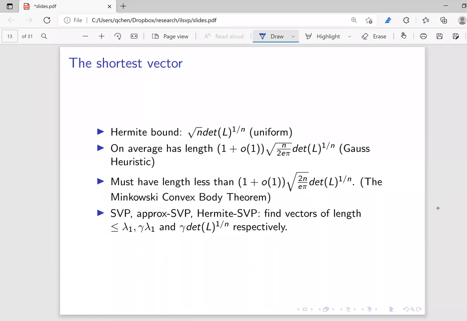In SVP, you want to find a vector of length lambda one, where lambda one is the length of the shortest vector. That would be the SVP problem. This problem is hard, so in some cases you may want an approximation algorithm, and the approximation factor will be gamma. And then the Hermite SVP problem is the problem we are going to study in this paper. Basically, we try to find a vector of length less than gamma times the nth root of the determinant. As you can see, if gamma is greater than square root of n, then such a vector exists.